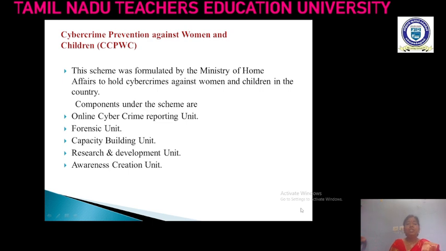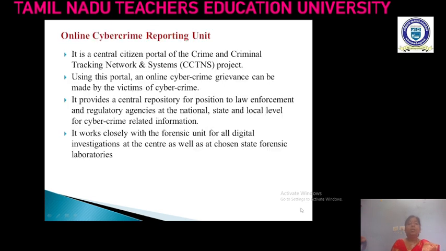The Cybercrime Prevention Against Women and Children. This scheme was formulated by the Ministry of Home Affairs to tackle cybercrime against women and children in the country. The components under the scheme are an online cybercrime reporting unit, forensic unit, capacity building unit, research and development unit, and awareness creation unit. The online cybercrime reporting unit is a central citizen portal of the Crime and Criminal Tracking Network and Systems project. Using this portal, an online cybercrime grievance can be made by the victims of cybercrime.